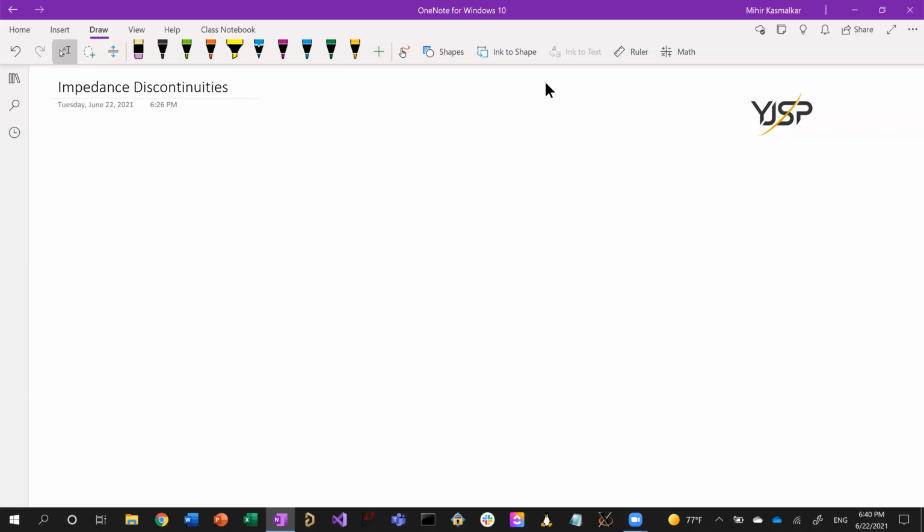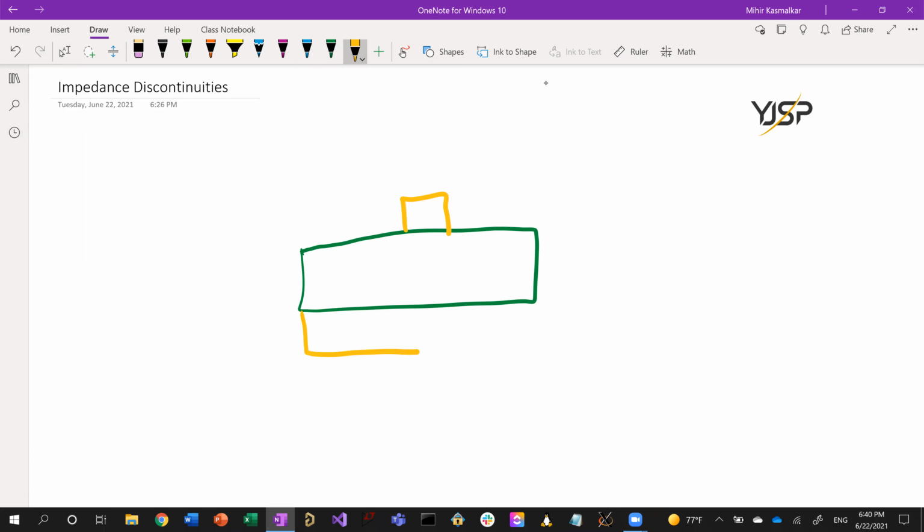So there's an infinite amount of impedance discontinuities. I mean, any way that you change the transmission line. Let's say that this is just a PCB. You have a trace on the surface and a return plane.